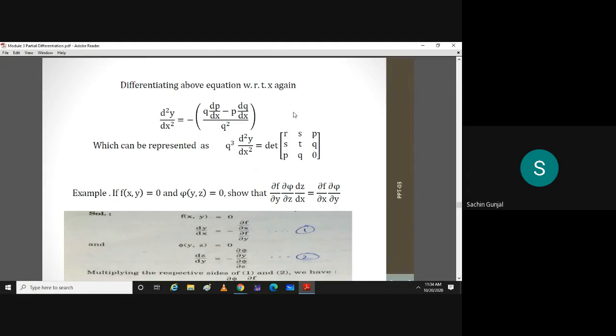Yes or no? Please respond. Yes, sir. There would be a difference of Q cube as a factor, right? Yeah. So 1 by Q cube is there. I mean, you need to take this Q cube to this side, and only then they will match, because you can see that there is a Q square.